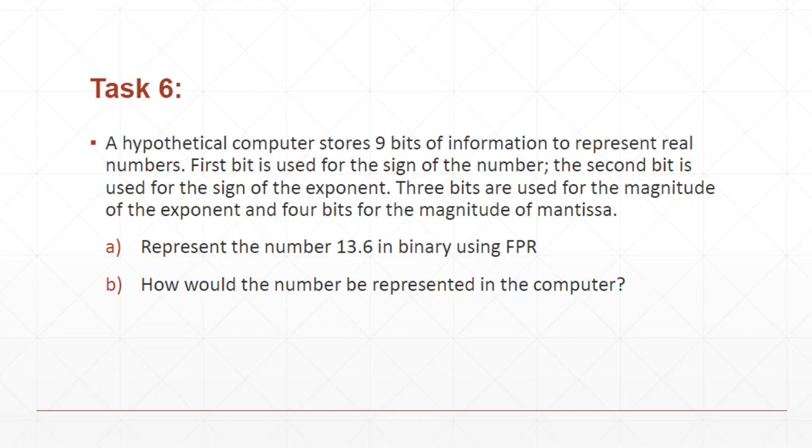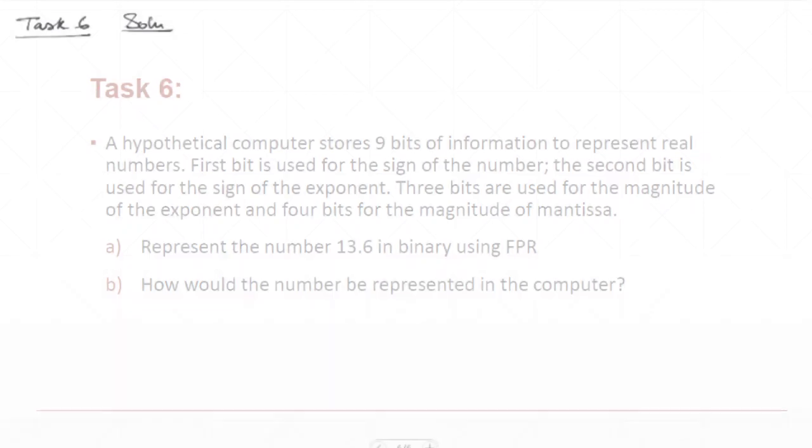The first bit is used for the sign of the number. The second bit is used for the sign of the exponent. 3 bits are used for the magnitude of the exponent and 4 bits for the magnitude of the mantissa. Represent the number 13.6 in binary using the floating point representation, and how would the number be represented in the computer? So start working on this.